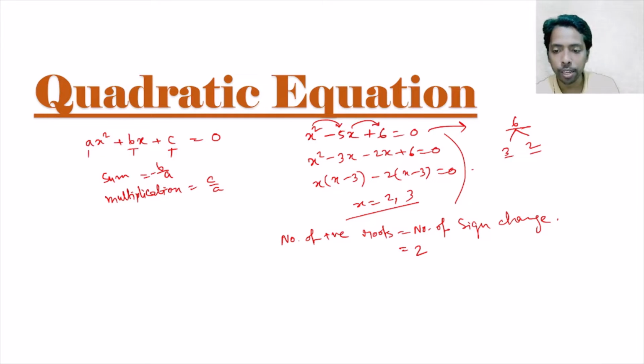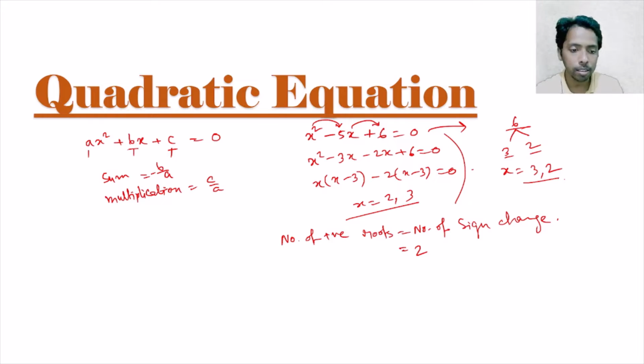Now 3 and 2 here, 3 and 2 sum up to 5, right? So the values of the roots of x, that is 3 and 2, this is it. And this is the multiplication part. I hope you understood this c by a part, that means this part 6.